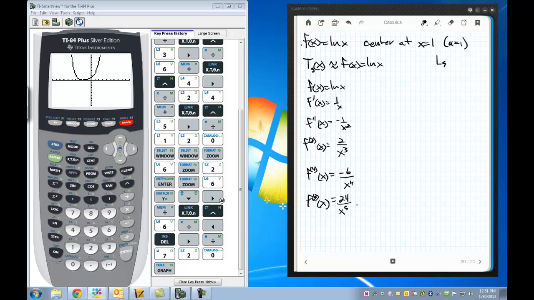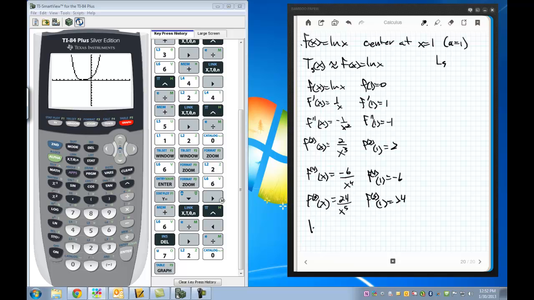And then the 5th derivative is equal to a positive 24 over x to the 5th. Now, let's do f of 1. That's easy. That's 0. F prime of 1 is 1. F double prime of 1 is negative 1. The third derivative at 1 is positive 2. The fourth derivative at 1 is negative 6. Ooh, I'm liking this. Look at how that changes signs. The fifth derivative at 1 is positive 24. Wow, well that's interesting.